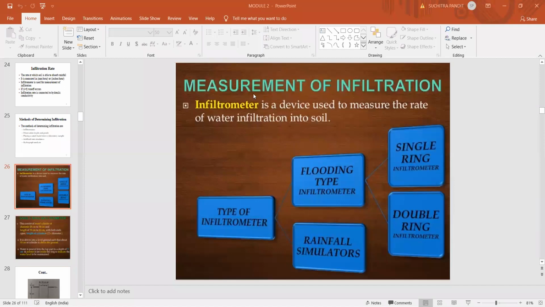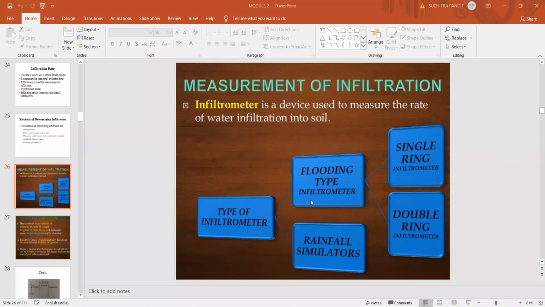Now the measurement of infiltration. An infiltrometer is a device used to measure the rate of water infiltration into the soil. There are three types of infiltrometer. One is the flooding type infiltrometer and the rainfall simulators, and the second one is the single ring infiltrometer and double ring infiltrometer.